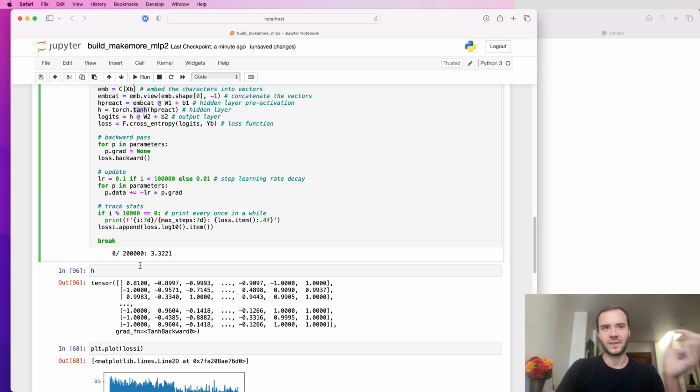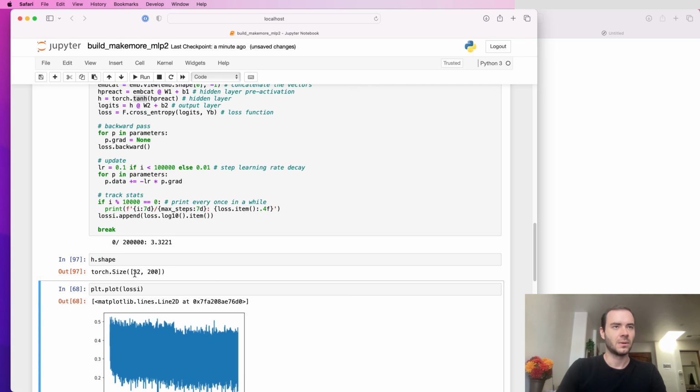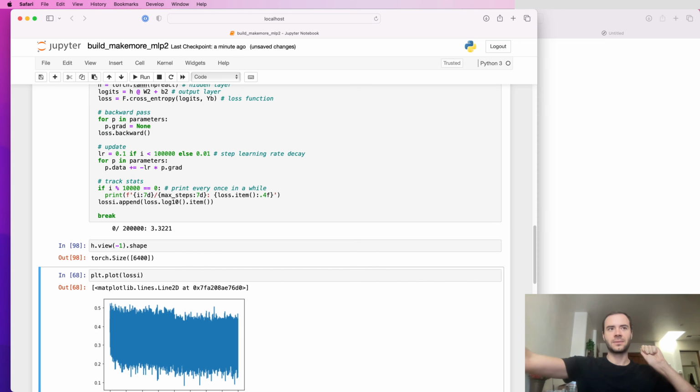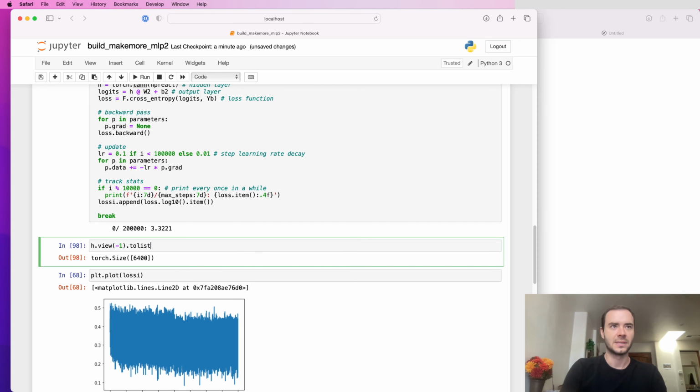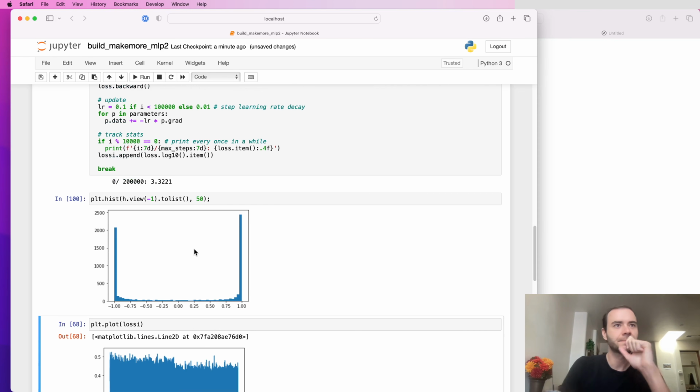So let's look at the histogram of h to get a better idea of the distribution of the values inside this tensor. We can see that h is 32 examples and 200 activations in each example. We can view it as -1 to stretch it out into one large vector, and then call tolist to convert this into one large Python list of floats. Then we pass this into plt.hist for histogram, and we say we want 50 bins, and a semicolon to suppress a bunch of output we don't want.